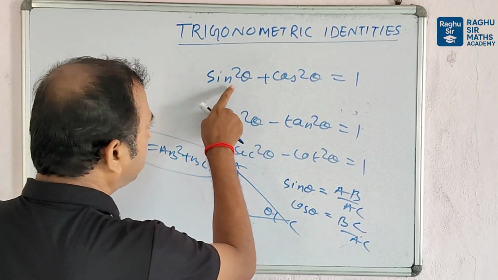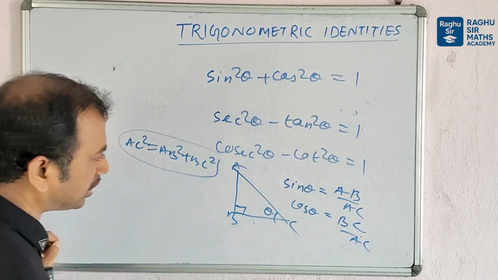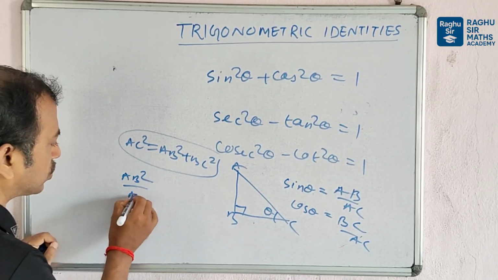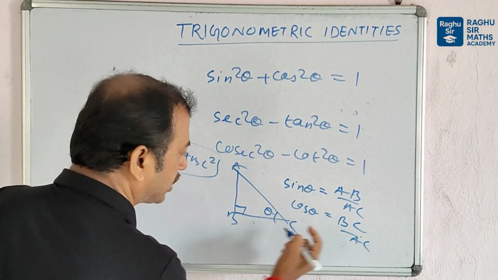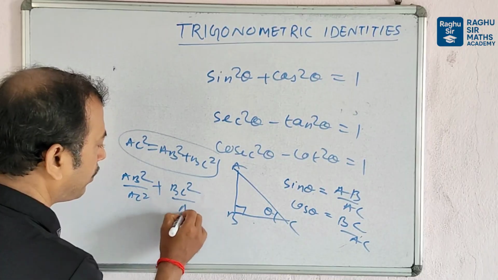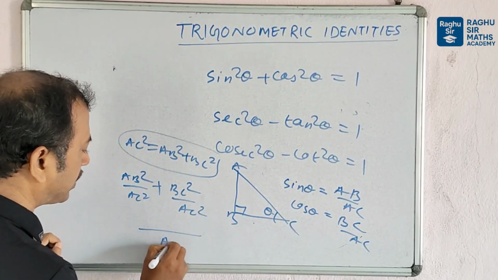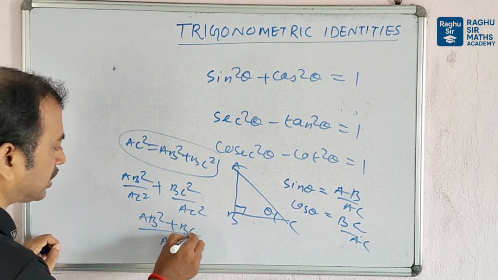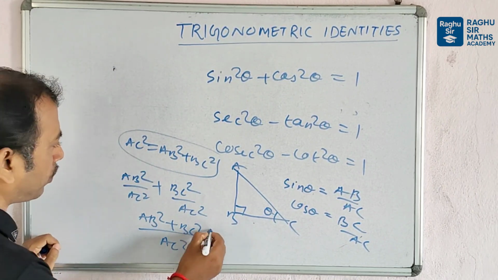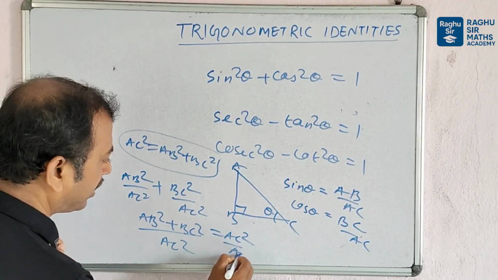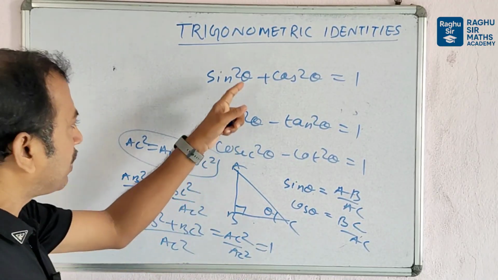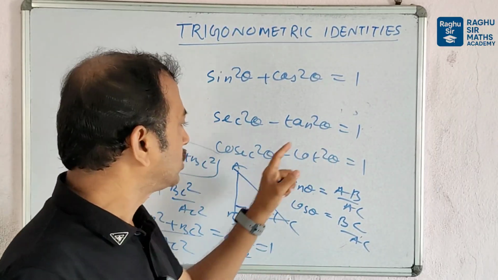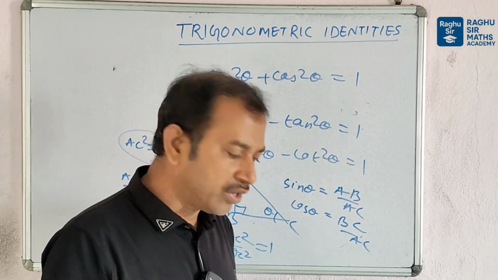See, so our aim is to show sin square theta plus cos square theta equal to 1. तो sin square theta क्या होगा ना सर, AB square by AC square. Similarly, cos square theta, BC square by AC square. Take the LCM AC square. तो AB square plus BC square, that is AC square, divided by AC square. क्या होता है, 1. So similarly, you can prove sec square theta minus tan square theta equal to 1, cosec square theta minus cot square theta equal to 1.